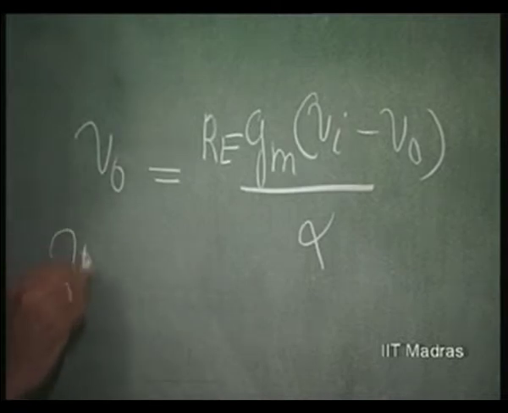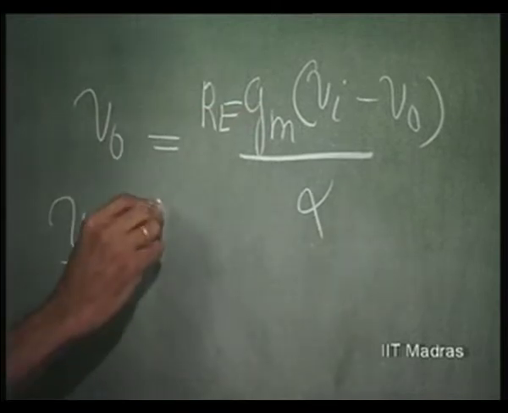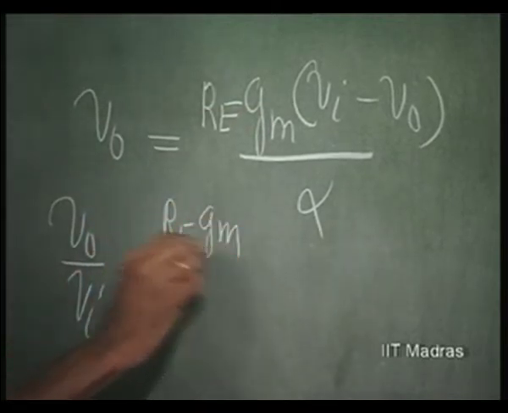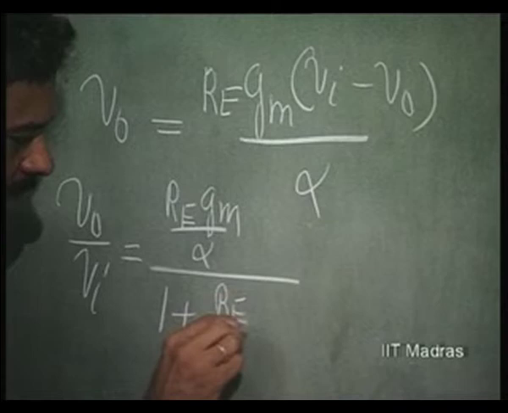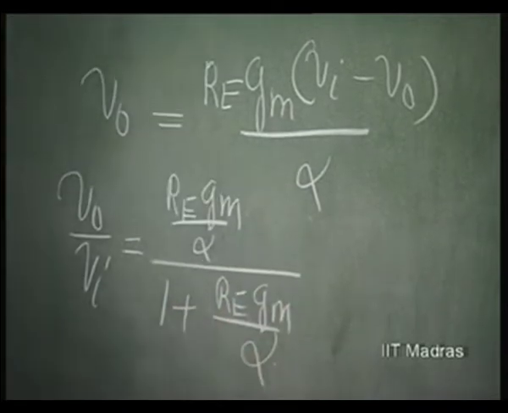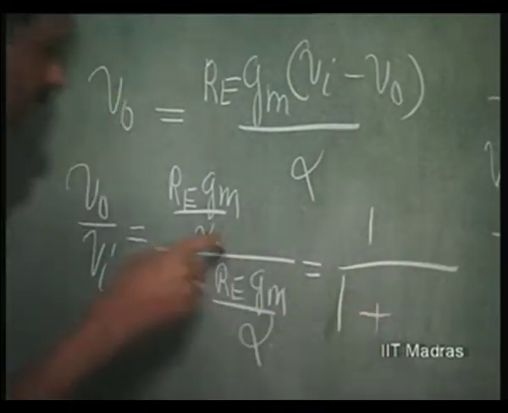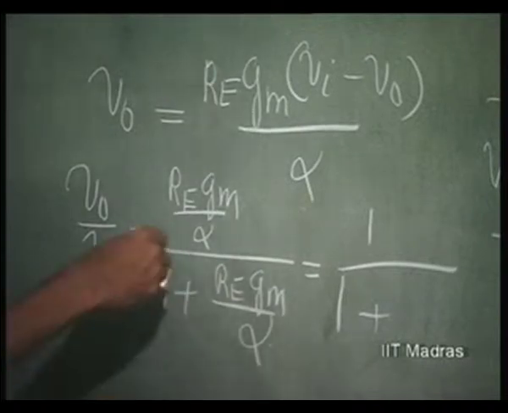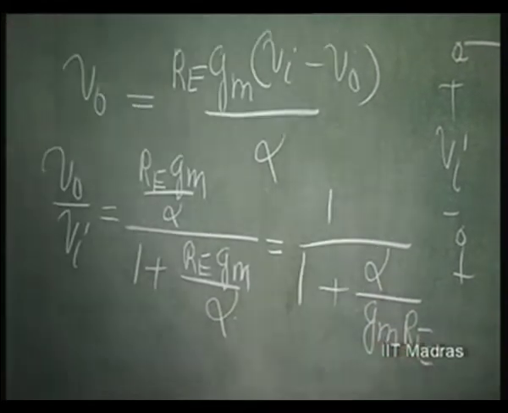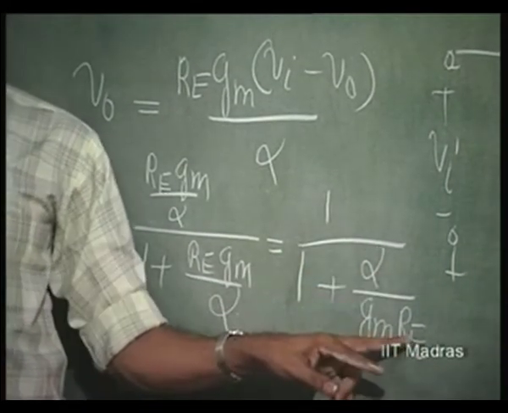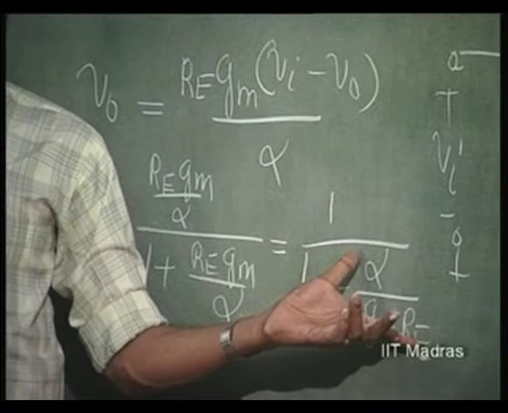So, V naught over Vi is going to be nothing but A by 1 plus A, which is (RE Gm by alpha) divided by (1 plus RE Gm divided by alpha). Or this can be rewritten as 1 by 1 plus, dividing this whole thing by this factor, alpha divided by Gm into RE. Alpha is very nearly equal to 1, Gm into RE is a huge value supposedly, and therefore this is going to be very nearly equal to 1.